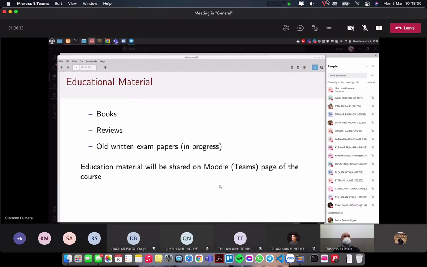Educational material, books, of course, reviews. We will do a lot of practical activity during classes, and all the written exam papers, but this is in progress because they are in Italian, and this could be a problem for most of you. Educational material will be shared on the Moodle and Teams pages of the course. Okay, so you can download from it. Any question?